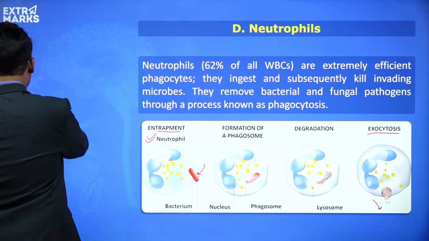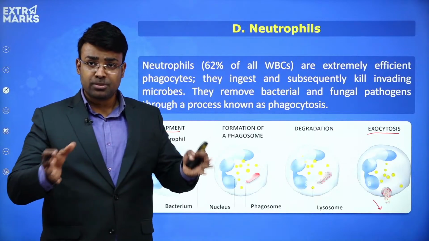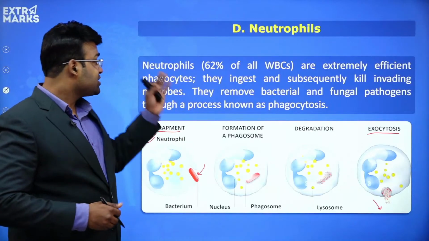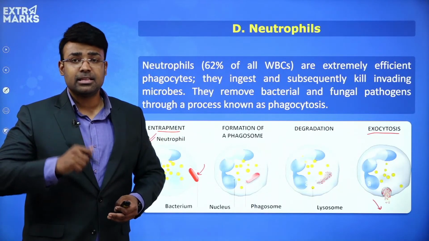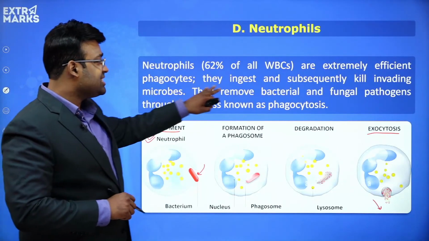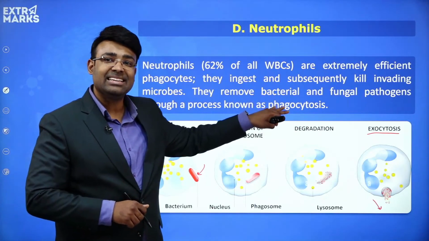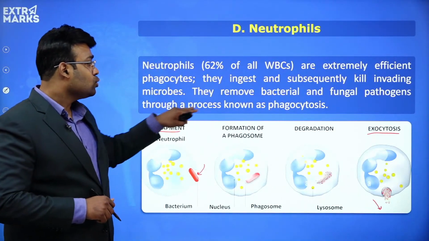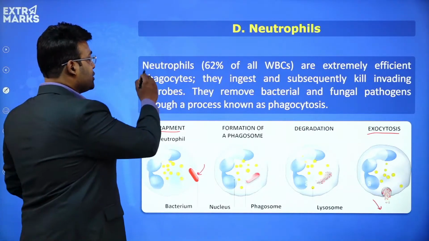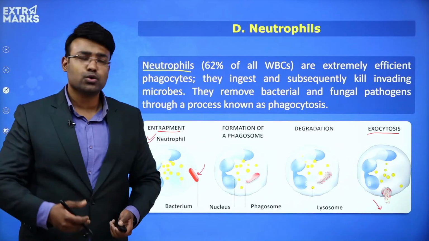So here you can see neutrophils are the cells which make up around 62% of the total WBC number and are extremely efficient phagocytes. If the neutrophil number increases in the blood, it shows some kind of infection is there in the blood. They ingest and subsequently kill invading microbes, and they also remove bacterial and fungal pathogens through the process called phagocytosis. So I hope this point is clear to all of you that neutrophils are responsible for phagocytosis. Clear? Now let's move on to the next question.